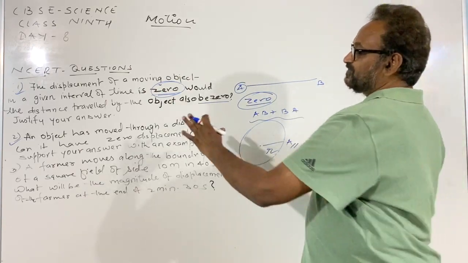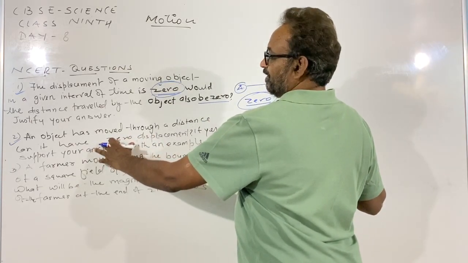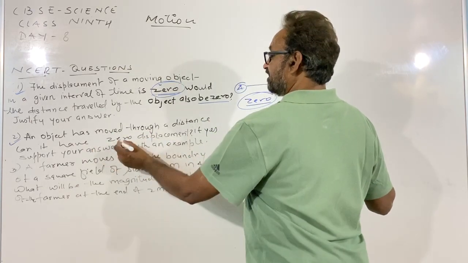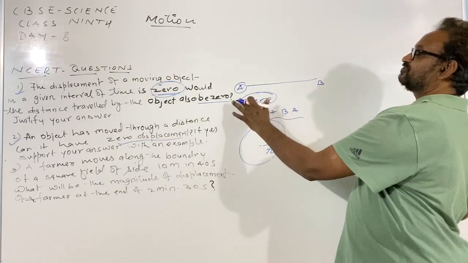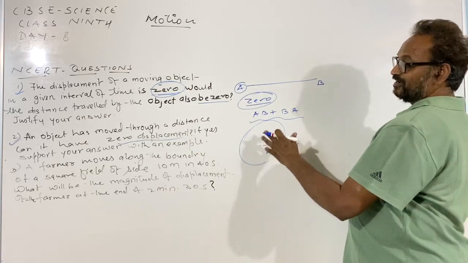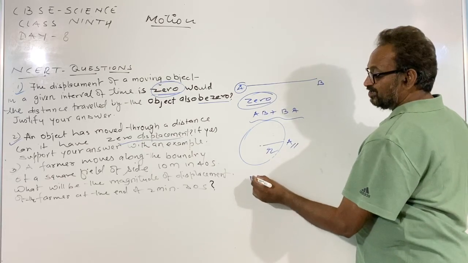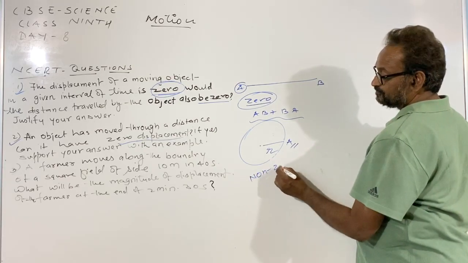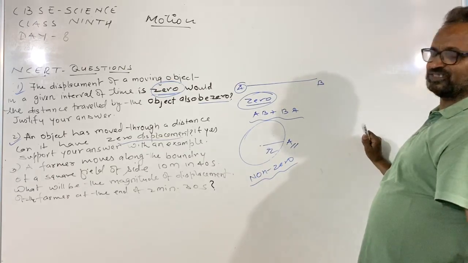So if an object has moved through a certain distance, it can have 0 displacement when it returns back to its initial position. In this situation, the distance travelled by the body is non-zero, but the displacement of the body is 0.